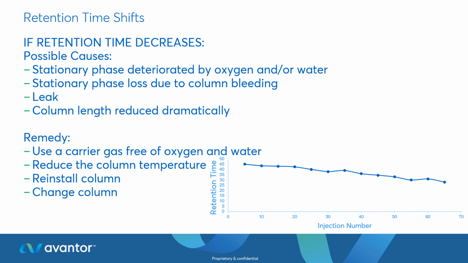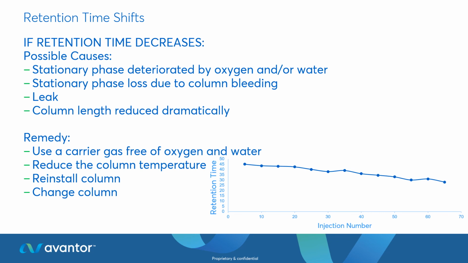For retention time shifts, if retention time is seen to decrease, then the possible causes here are that the stationary phase has deteriorated, either due to column bleeding or due to the presence of oxygen. Could be that we've got a leak, or that we've actually cut off so much of the column that we're starting to see the impact of cutting off those extra 10 centimeters having an impact in terms of the retention time. Hopefully that wouldn't be the case.